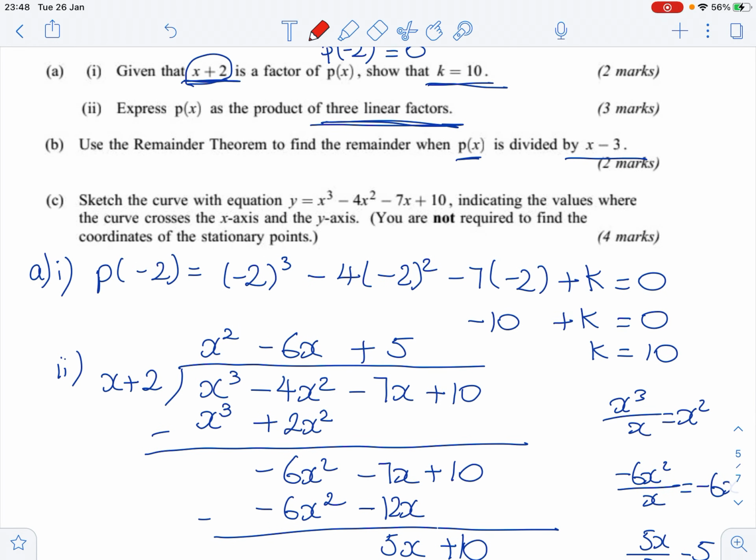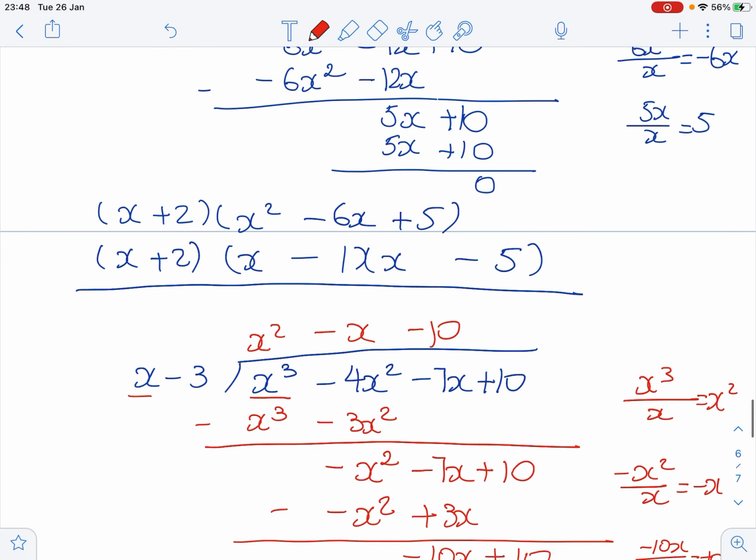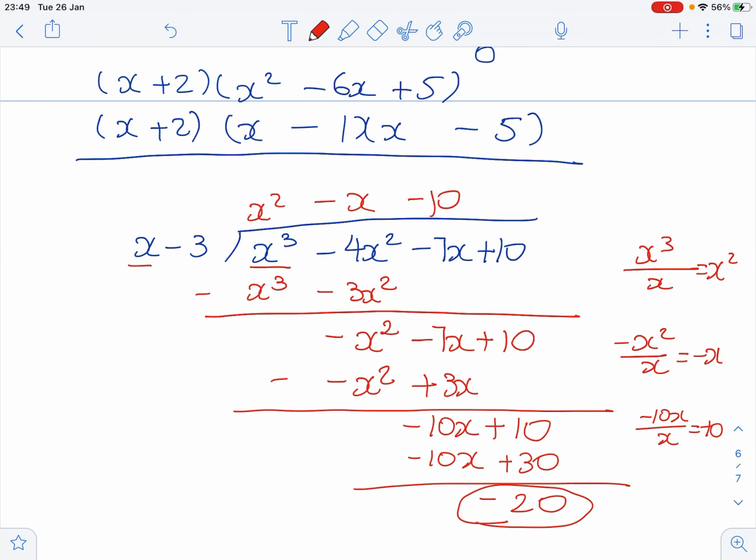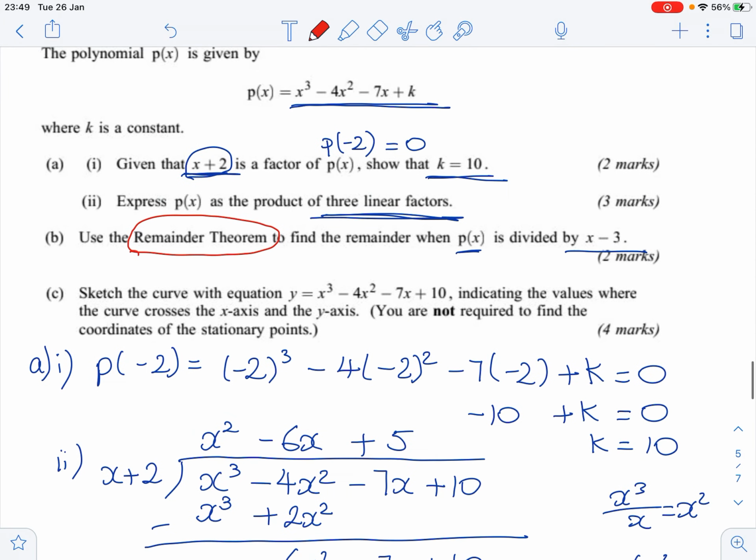So, just read the question again. It asks you to use the remainder theorem. So we shouldn't use the long division method. So that's why it's important to read the question. It's a lot easier to use the remainder theorem to find the remainder when p(x) is divided by x minus 3. So the remainder theorem tells us this is when x is equal to 3.